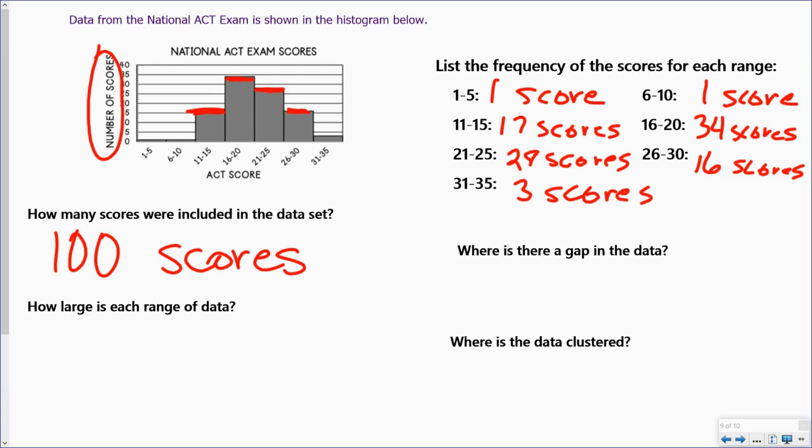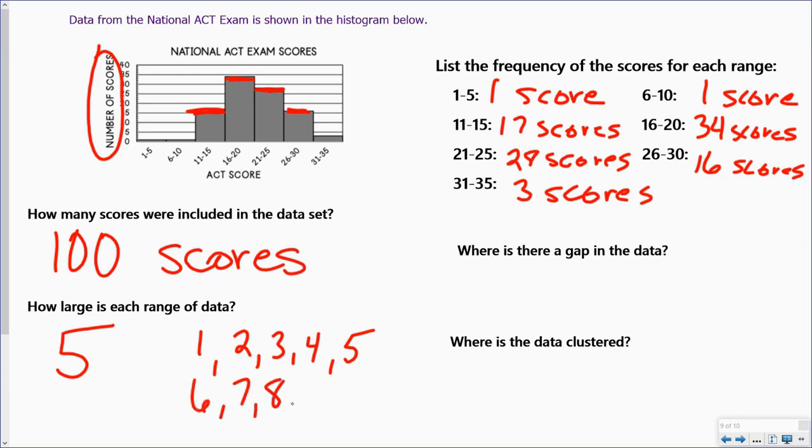How large is each range of data? Well, it is a range of 5. Because if I count 1, 2, 3, 4, 5, that's 5 numbers. If I go 6, 7, 8, 9, 10, that's another 5 numbers, and so on. So each range has a gap or a space of 5.